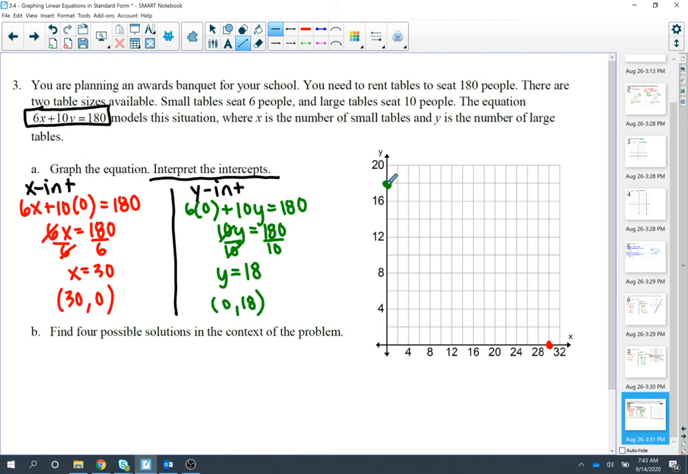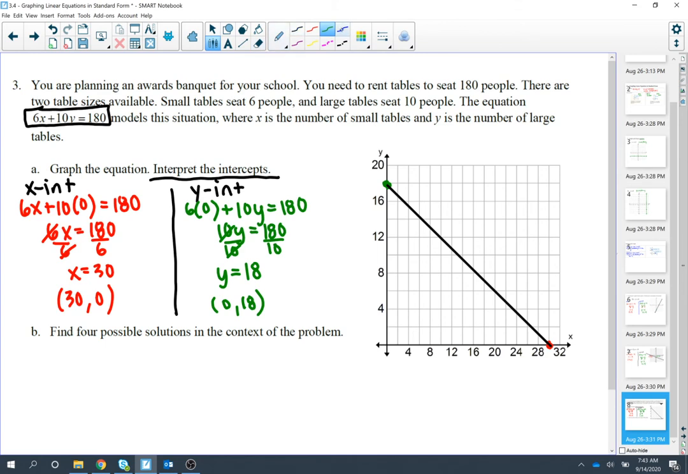So when you graph this line, you're going to connect both of your intercepts, which is your line, but don't extend it and don't put arrows. This line stops in the first quadrant because we're stopping at 0 and we're stopping at 0. We can't have a negative number of tables.